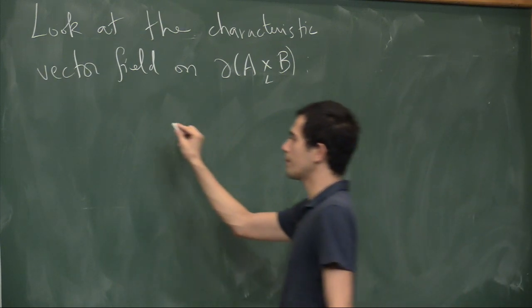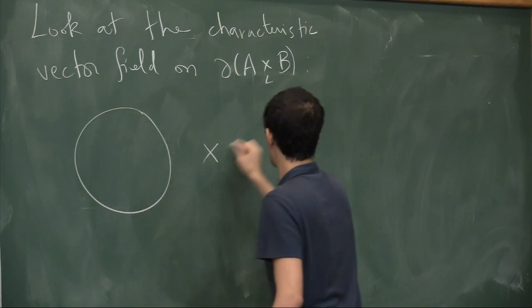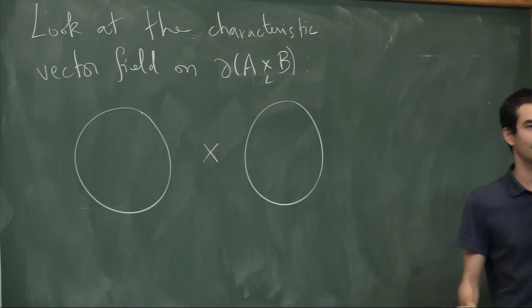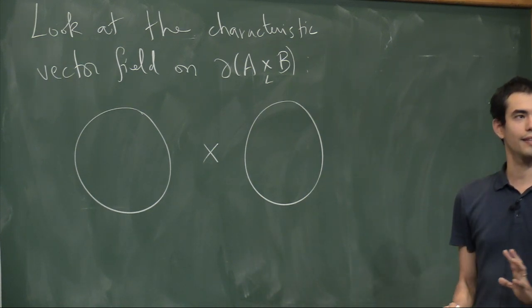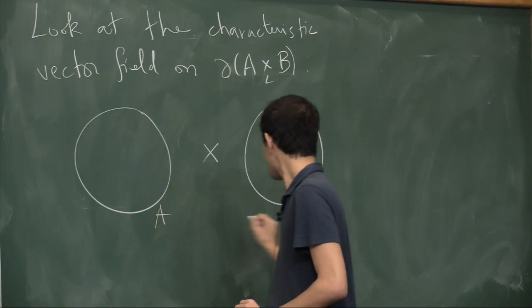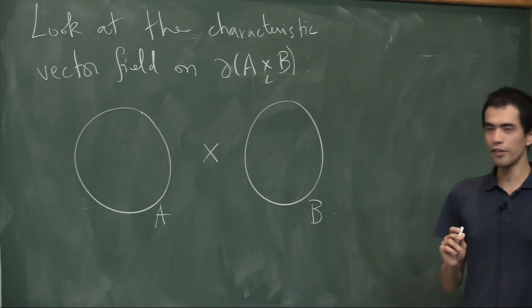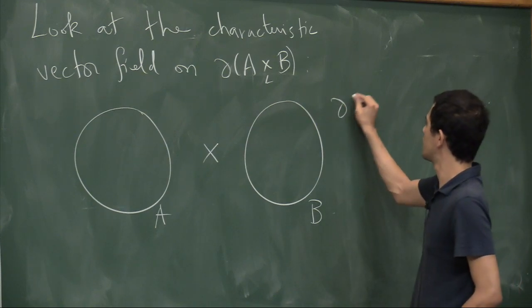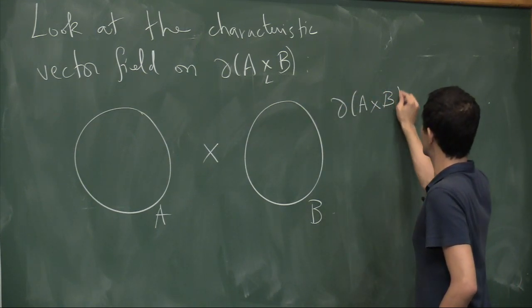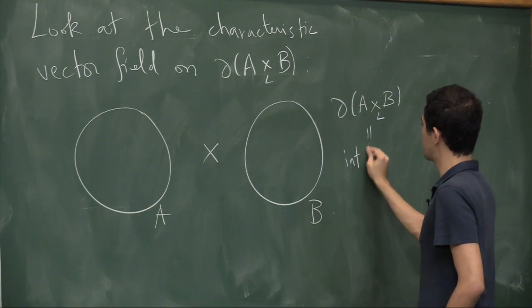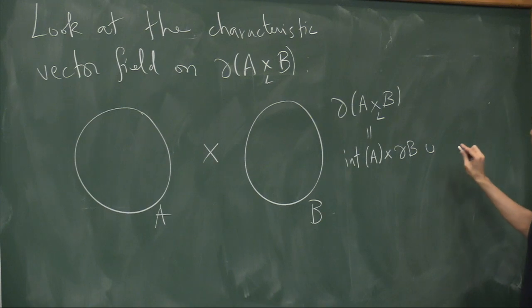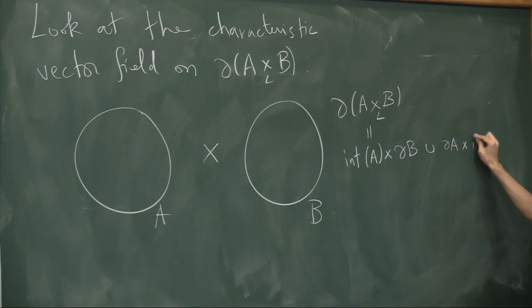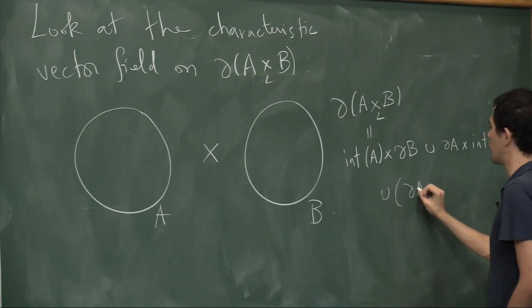So basically, I'm going to draw the picture in 2 dimensions, because that's all that I have on the blackboard. But you can picture the same thing is true in higher dimensions. So if this is A and this is B, then when you're on the boundary, there are 3 different parts of the boundary. So you have the interior of A times the boundary of B. You have the boundary of A times the interior of B. And then you have the boundary of both.